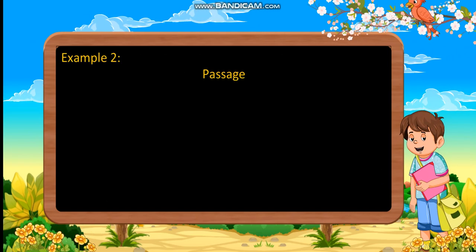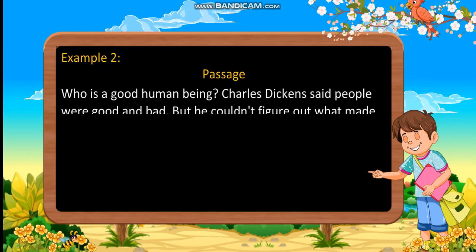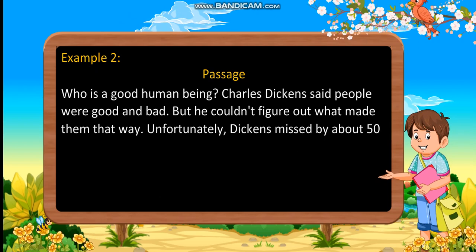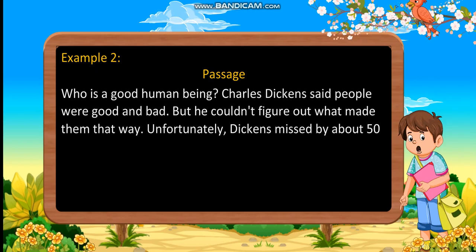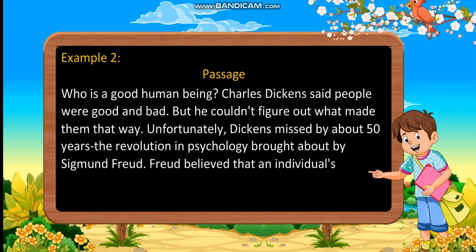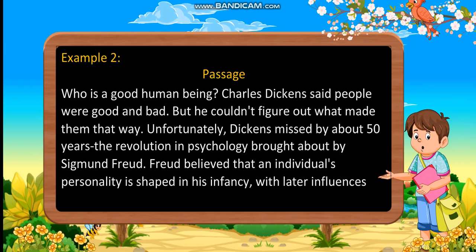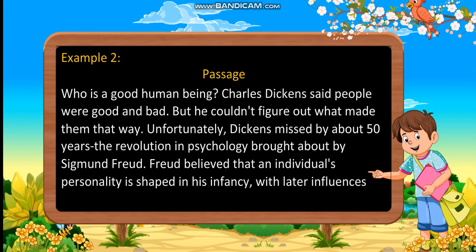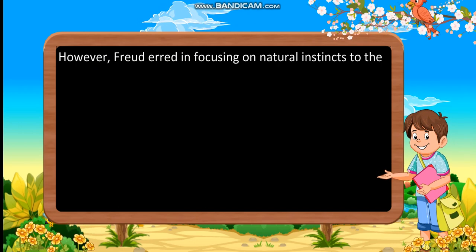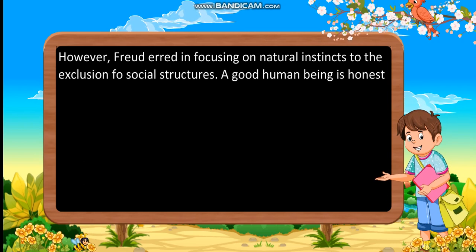Example 2. Passage. Who is a good human being? Charles Dickens said people were good and bad, but he could not figure out what made them that way. Unfortunately, Dickens missed by about 50 years the revolution in psychology brought about by Sigmund Freud. Freud believed that an individual's personality is shaped in his infancy, with later influences having only a negligible impact. However, Freud erred in focusing on natural instincts to the exclusion of social structures.